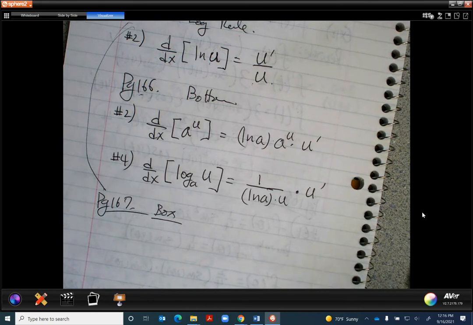All right, let's try one of these rules. So for this rule, let's turn to page 169, number 123. Page 169.